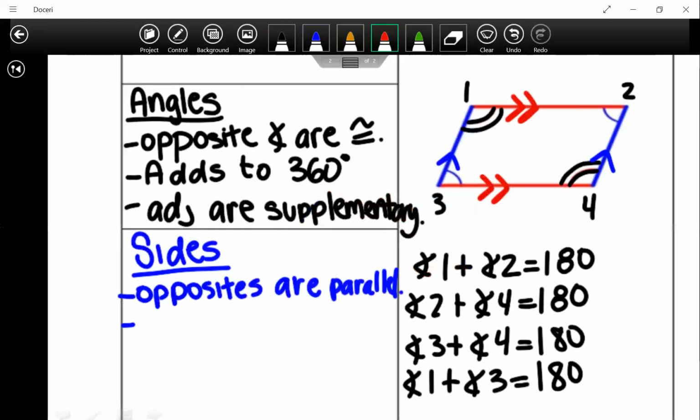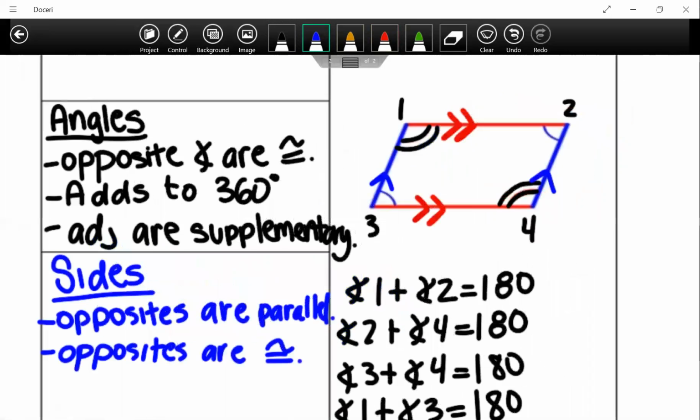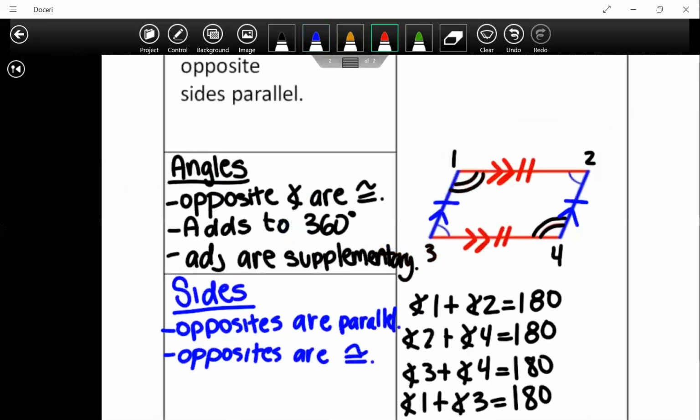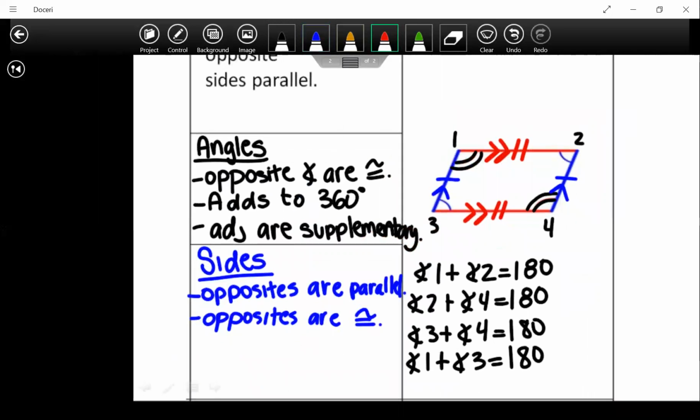Another thing that we know about the sides is opposites are congruent. And again, the way that we note that is we use lines to show congruence. 1, 2. So this is why it's helpful when you have different colors.